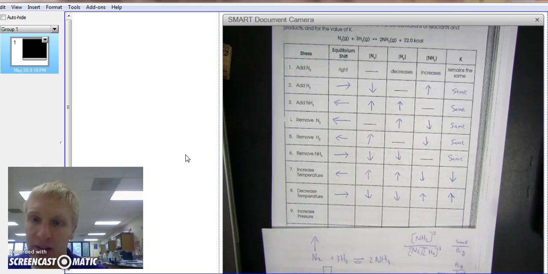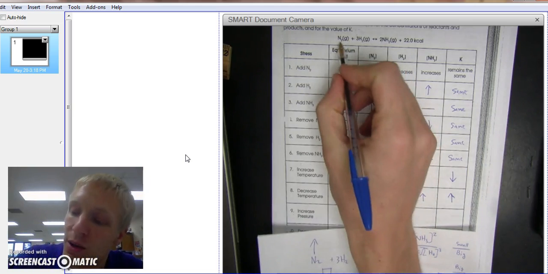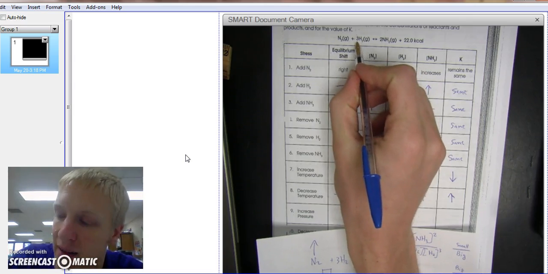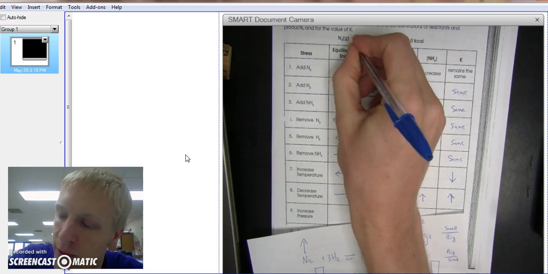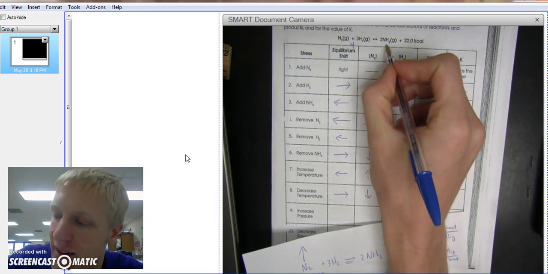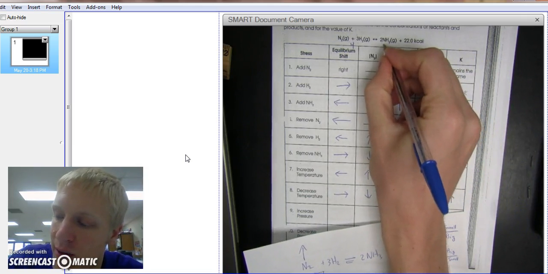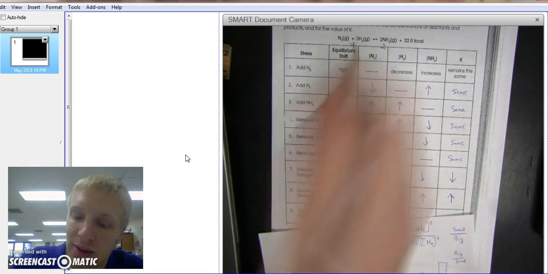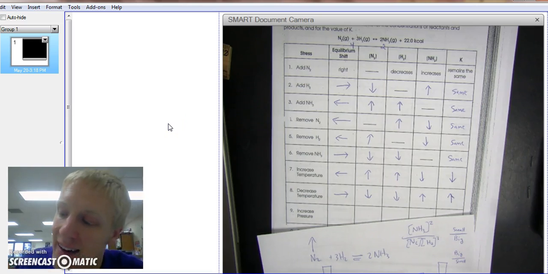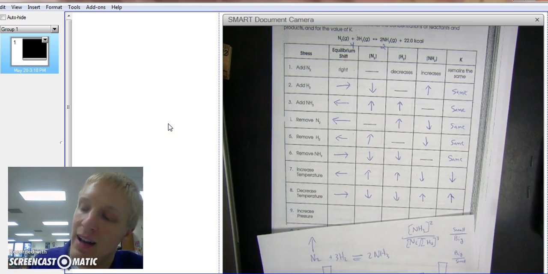We got increased pressure. So pressure is unique. In this case you have to look at how many molecules you have on each side of the arrow. So here we have 1 N2 and 3 H2. 3 plus 1 is 4. Let's put a little 4 right there. And here we have 2 NH3, and that's the only real molecules that we have, 2. So we have more molecules on the reactant side. In that case, pressure is going to have a greater stress on the reactant side.